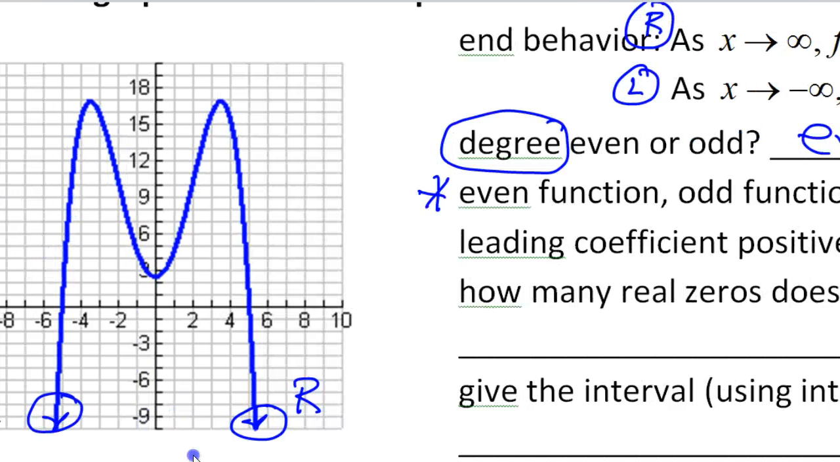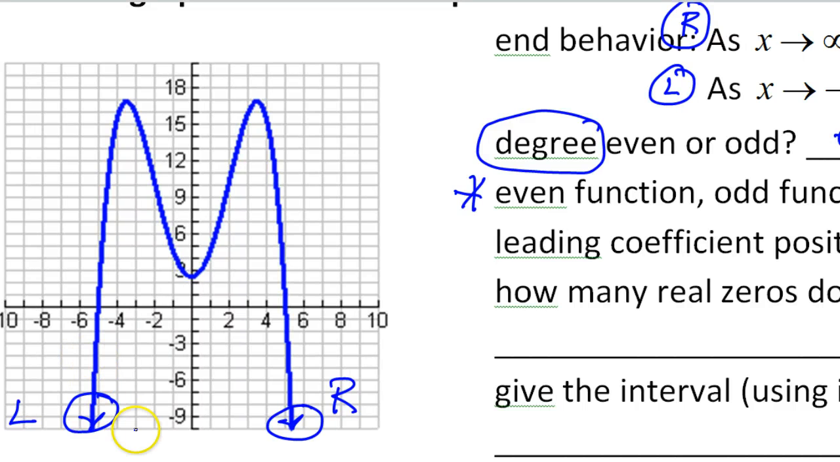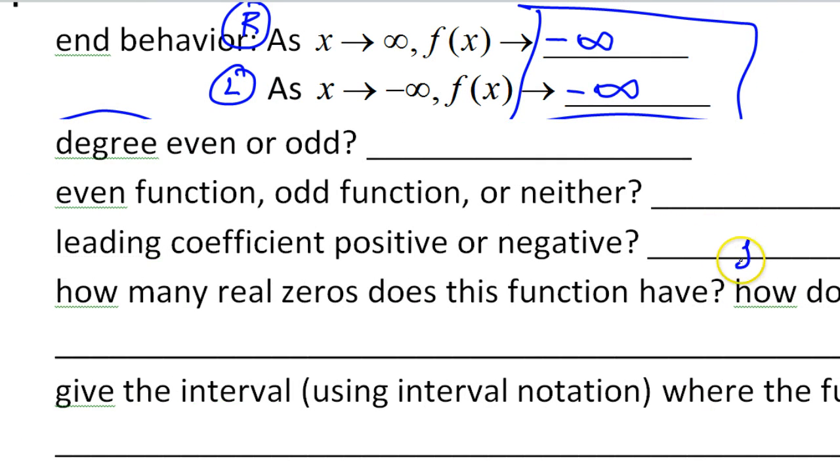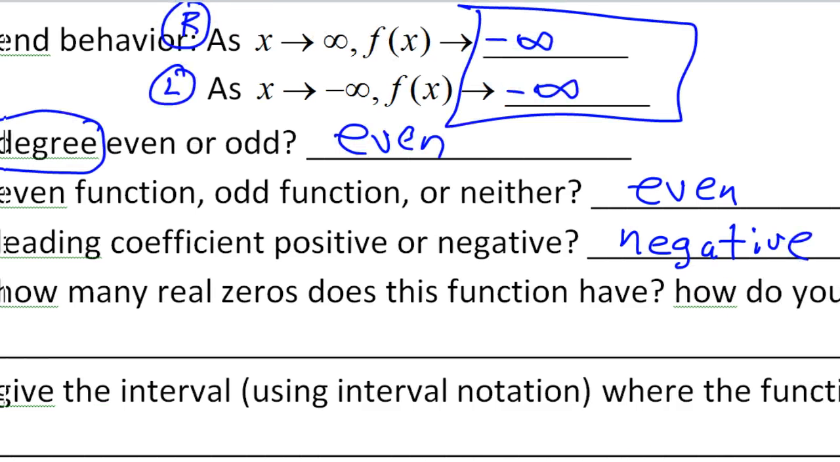This leading coefficient, positive or negative? Negative, because look how the arms are facing down. That's what a negative leading coefficient would do.